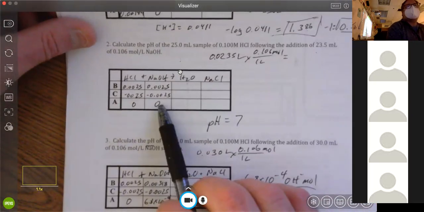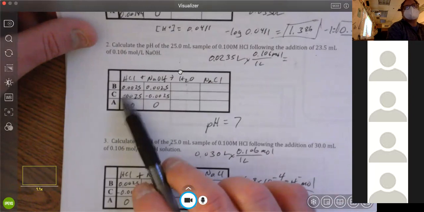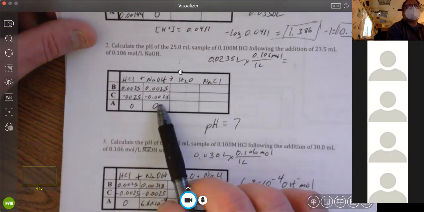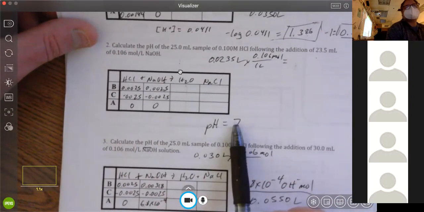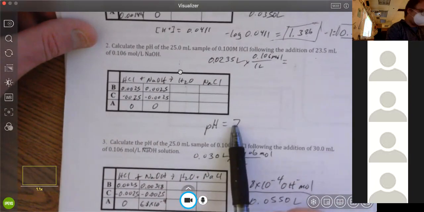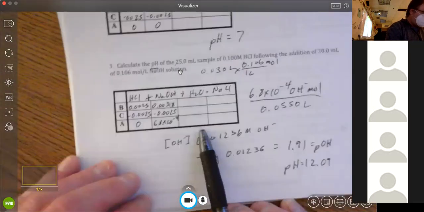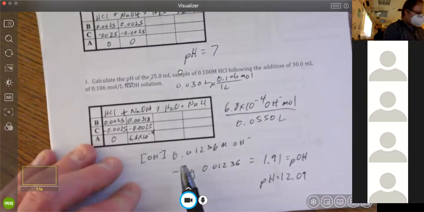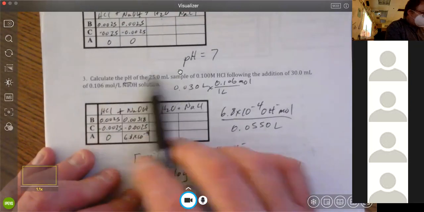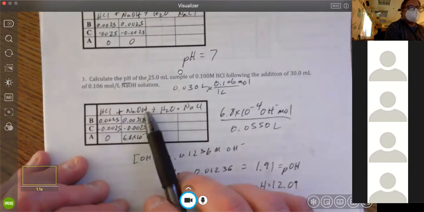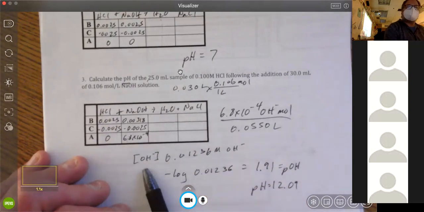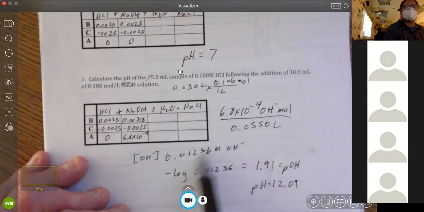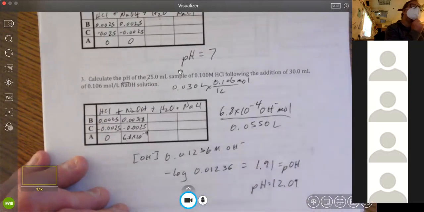Here, they were equivalent. So basically, we ran out of HCl and NaOH. That would give us a pH of 7. That's the equivalence point for a strong acid, strong base titration, if they're both monoprotic. And then here, we react that and we end up with extra OH at the end. So we have to find the hydroxide ion concentration, and then we find the pOH, and then we subtract that from 14 to get the pH.